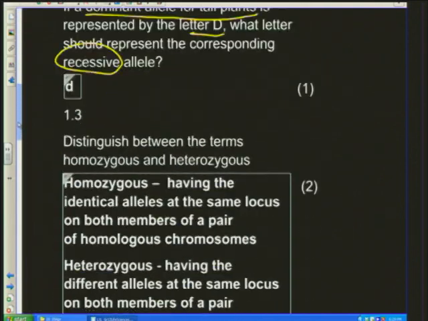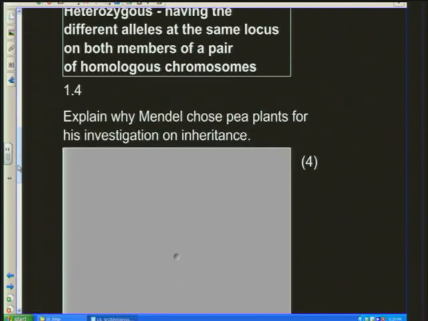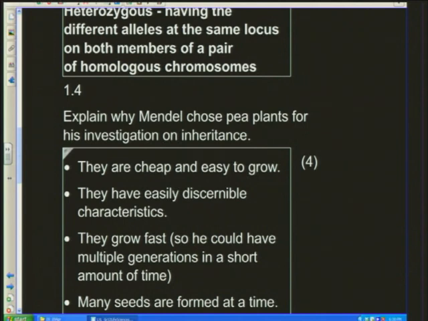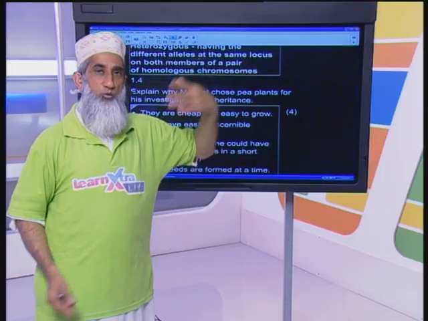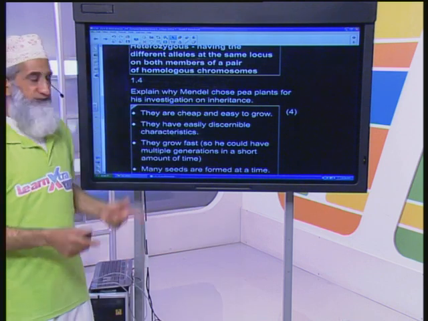1.4. Explain why Mendel chose pea plants for his investigation on inheritance. Now, this is history. You needed to read about it. And it doesn't change. It's not a higher level. It's straightforward recall. Why did he use pea plants? The reasons were they were cheap, and they were easy to grow, easy to cultivate. Also, they have easily discernible characteristics or traits. What does that mean? They're either or. It's not tall, medium, short. It's tall or short, white or purple, nothing in between. So it was easy to do.